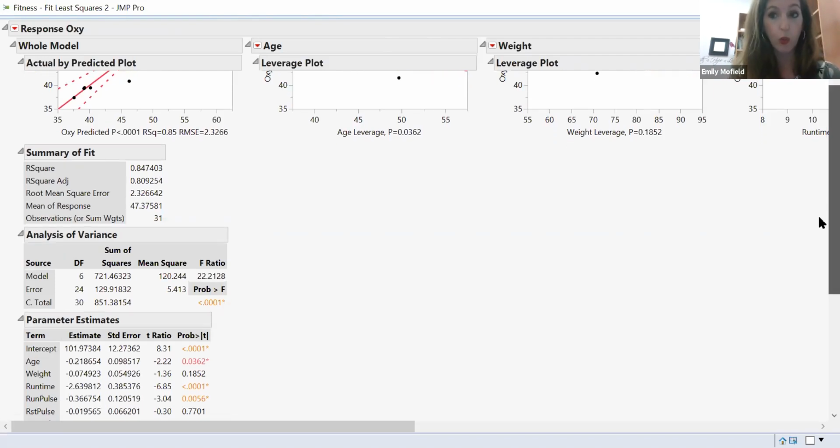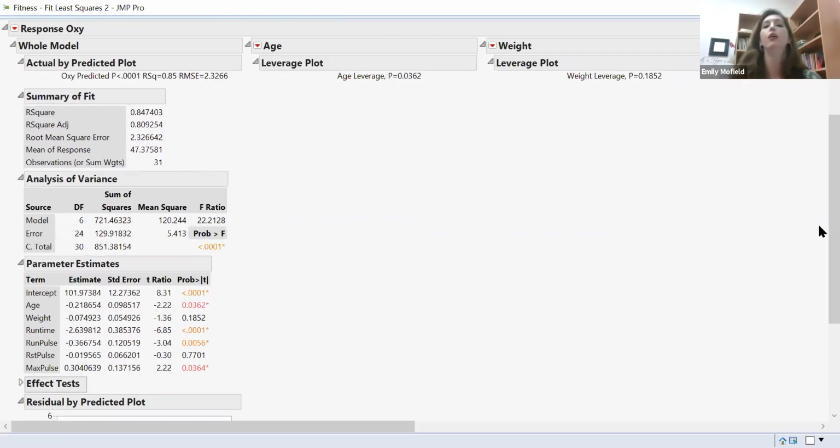Then I'm wondering, well, which ones are statistically significant? And I'm going to have to close my door. There's some people.